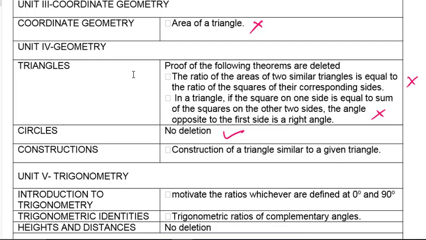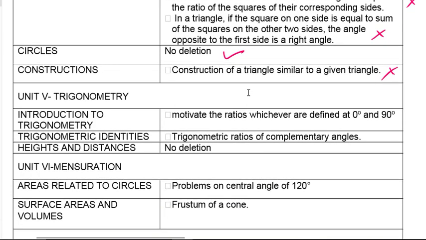In constructions, construction of a triangle similar to a given triangle, this topic is now excluded. So construction of a triangle similar to a given triangle is not there. So you can see a major portion in the topic constructions, about 40% of this chapter, is excluded.